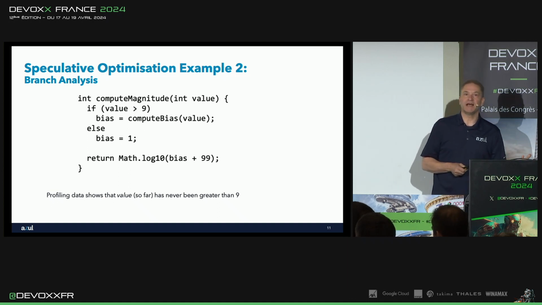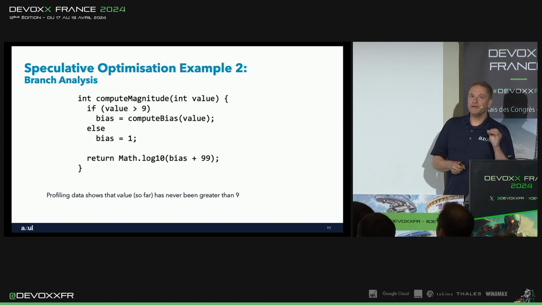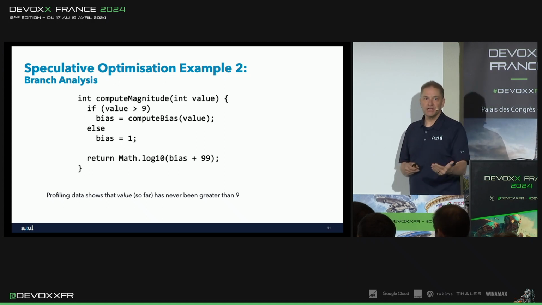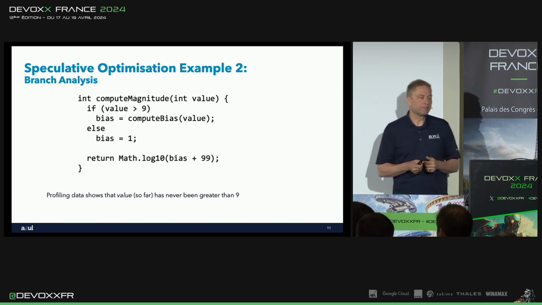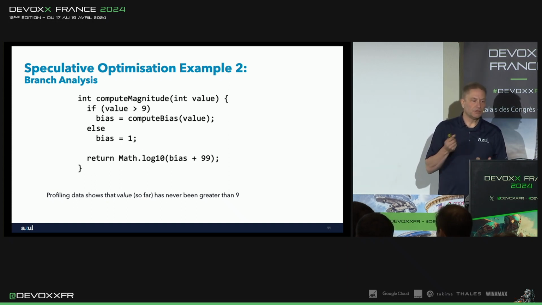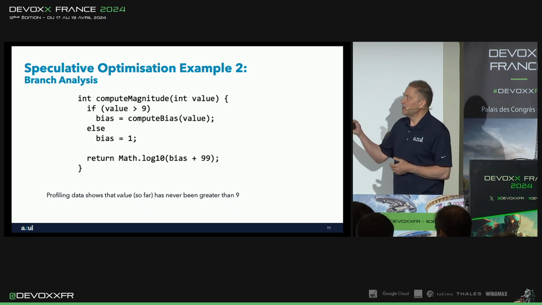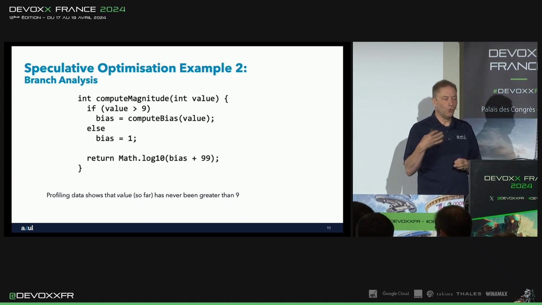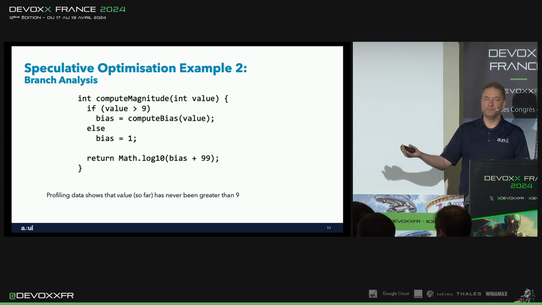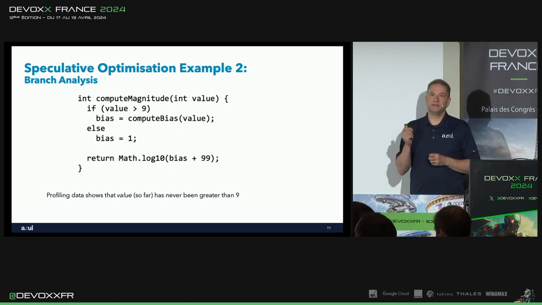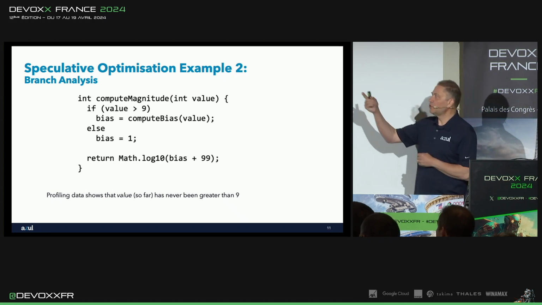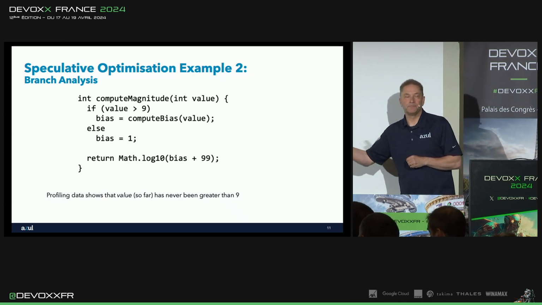This one's about branch analysis. Now, this is a slightly contrived example, but it's good to show what you can actually do in terms of changing the code that the compiler generates. Here I've got a method that's called compute magnitude. It takes a value as an int. I then do a test, and I say if the value is greater than 9, I need to calculate my bias by calling this compute bias method with the value. If the value is not greater than 9, I'm just going to set the bias to be 1. And then I'm going to return log base 10 of bias plus 99.